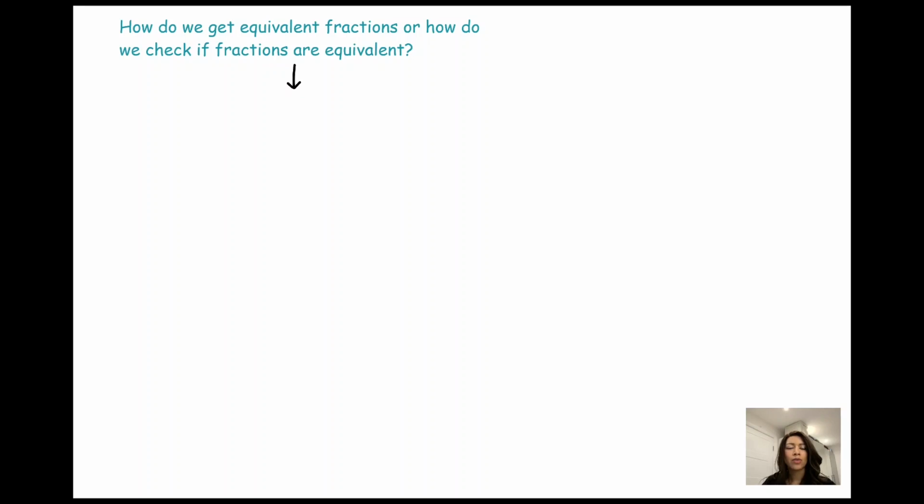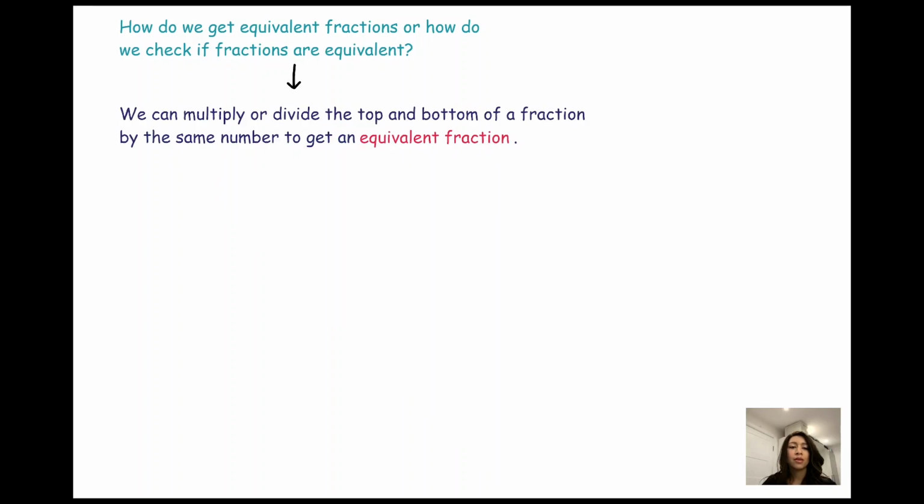How do we get equivalent fractions, or how do we check if fractions are equivalent? We can multiply or divide the top and bottom of a fraction by the same number to get an equivalent fraction. So let's look at some examples. Example 1 is using multiplication. We have 2/6 here, and let's find an equivalent fraction for this using multiplication.